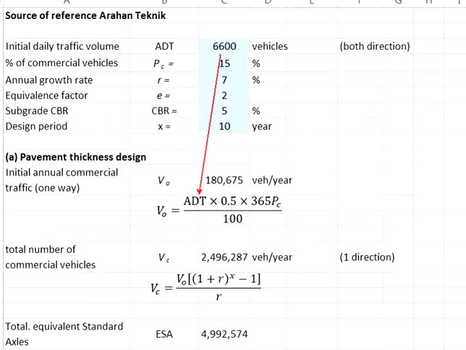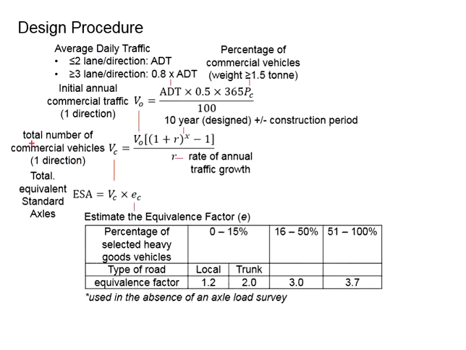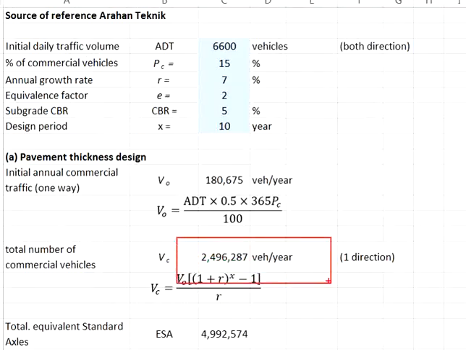Substitute 606,000 and 15% into the equations. We get 180,000 vehicles per year. Next step, we need to determine the total number of commercial vehicles in one direction at the end of the design period. This will require the growth rate of the traffic based on the initial annual commercial traffic volume, taking into account the growth rate as well as the design period of 10 years. We get 2.5 million vehicles per year in one direction.